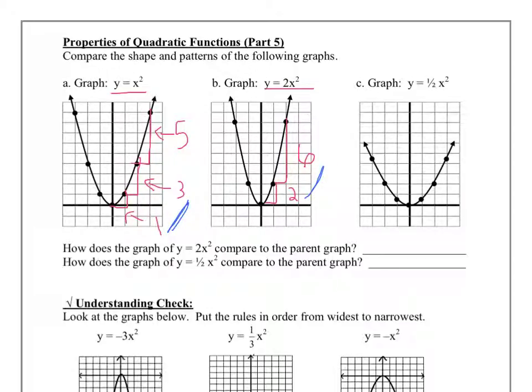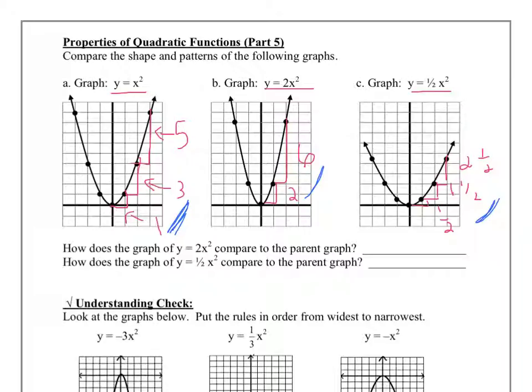Okay? And then let's check to see what happens when we have 1/2 x squared. So it looks like I'm going over 1 up just a half. Here I'm going over 1 up 1.5. And over 1 up 2.5. Okay? So if I look at the difference between the original x squared, I'm only going up half as much over here. So let's look at the questions.